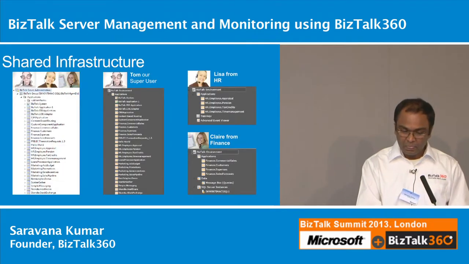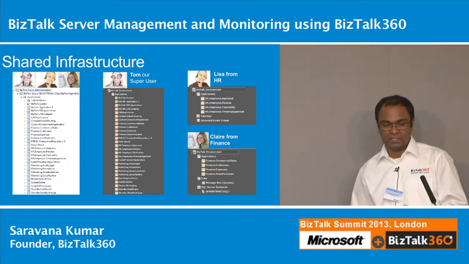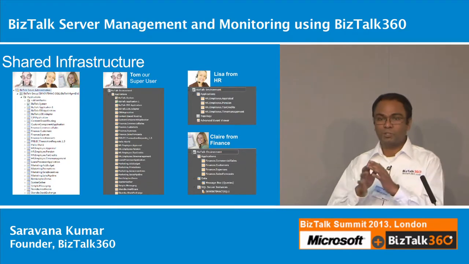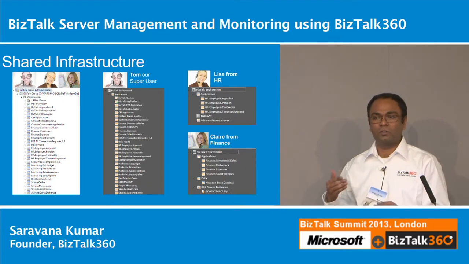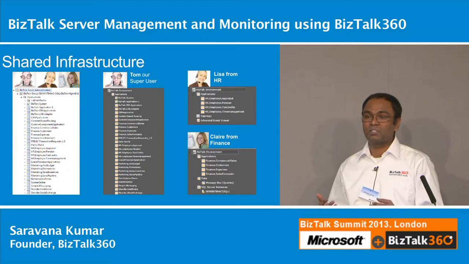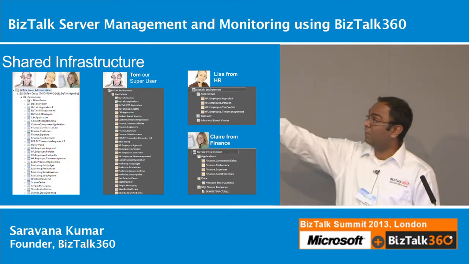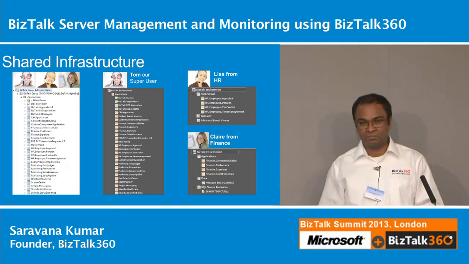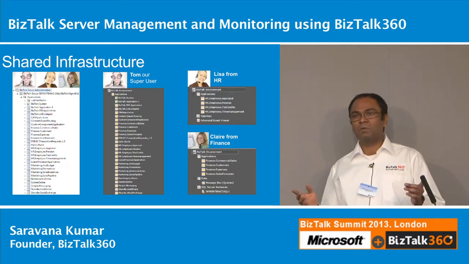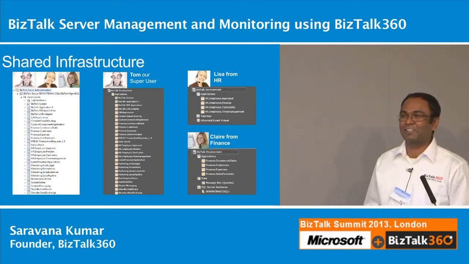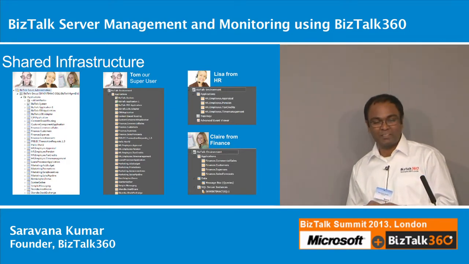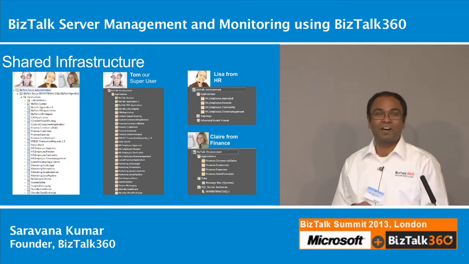The shared infrastructure, as I've touched on a few times: once you have a platform like BizTalk and you keep adding applications, at one stage it's going to look like what you're seeing on the left-hand side. Maybe more. We are seeing customers with 1,000 applications. Have you seen anything in that range? We are working with a customer, and he is here actually. So 1,000 applications in a single BizTalk environment.